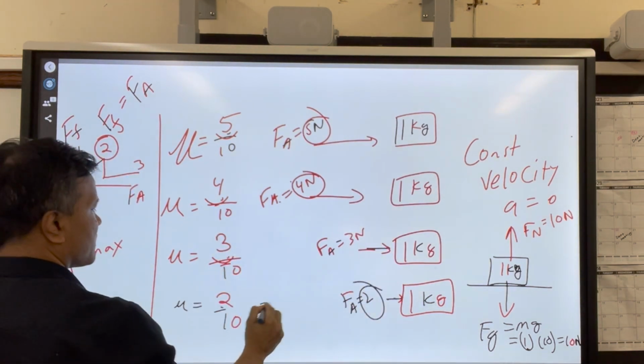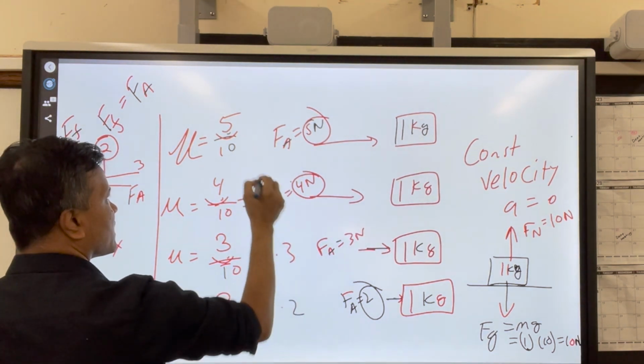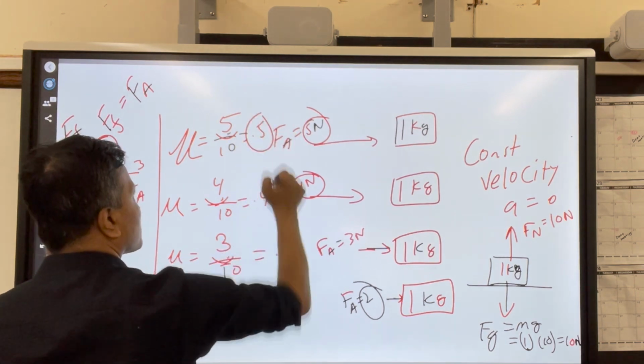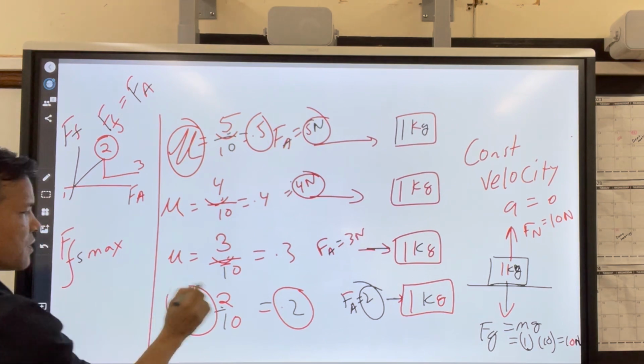So what do you get over here? 0.2, 0.3, 0.4, and 0.5. Okay, this is why I made this one bigger, and this is why I made this one smaller.